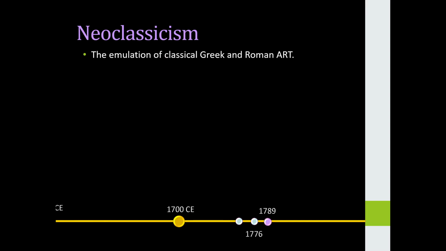So with Neoclassicism, the aesthetic qualities that we're looking at are the emulation, the copying, the looking back, the mimicking of classical Greek and Roman art. Now, one of the things to understand here is that because the revolution is based on this idea of democracy and the growth of a revolution, we're going to see that Neoclassicism is not so much based on classical Greek, but rather Roman ideals.